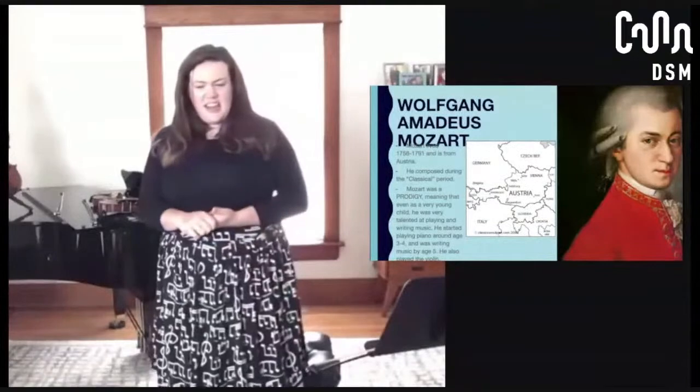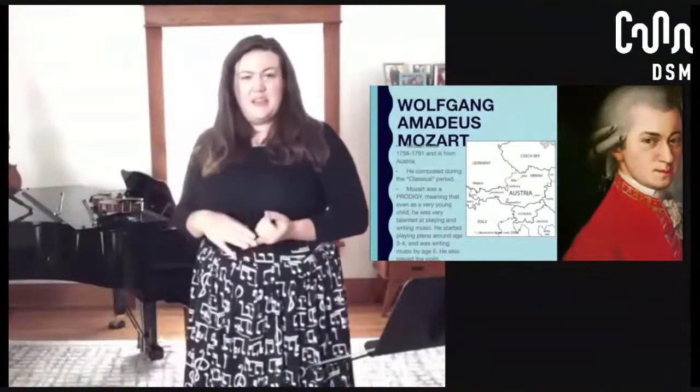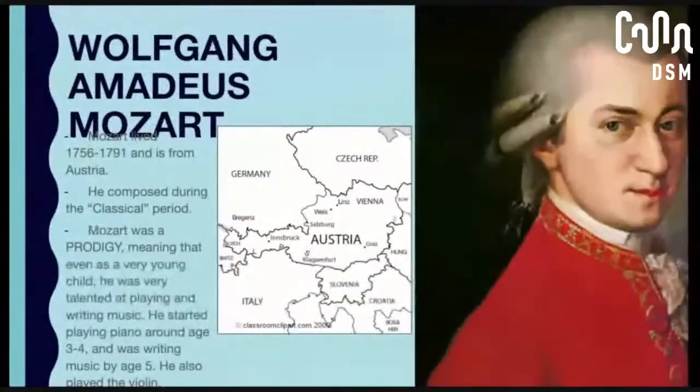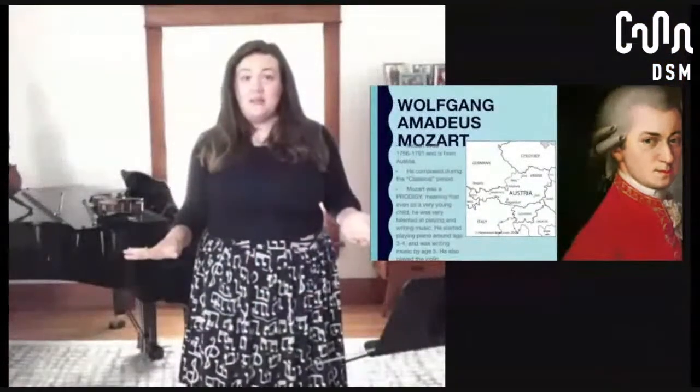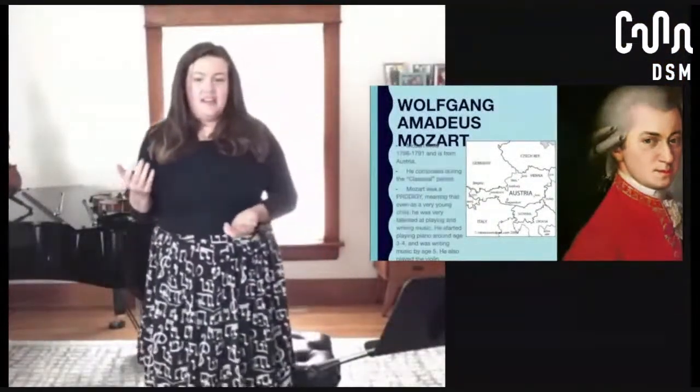Another interesting thing about Mozart, he was a prodigy. And prodigy means that from a very young age, he was very good at music. Today, we can go on YouTube and find all sorts of little videos of tiny little children playing things very well. That's kind of what Mozart was. He started learning the piano at age 3 to 4, and by the time he was 5 or 6, he was already composing big pieces of music. He also played other instruments like the violin.